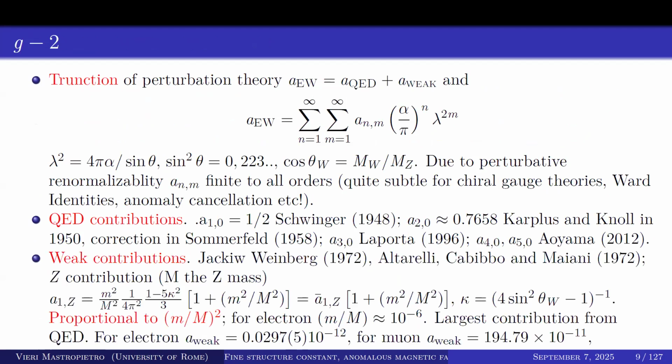This is the result of Jackiw and Weinberg of '72, and lambda should be, anyway, these are parameters. Alpha should become here. Lambda is connected to alpha. Alpha is the Weber. It's Cabibbo. No, Cabibbo is Weinberg. It's the angle of Weinberg. Then the angle of Cabibbo is for lambda.